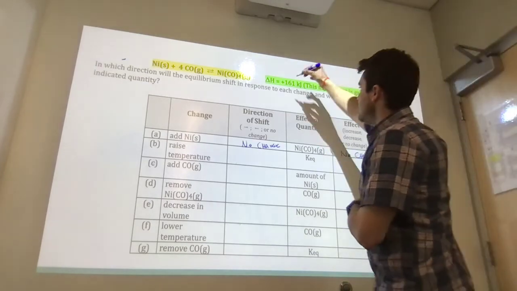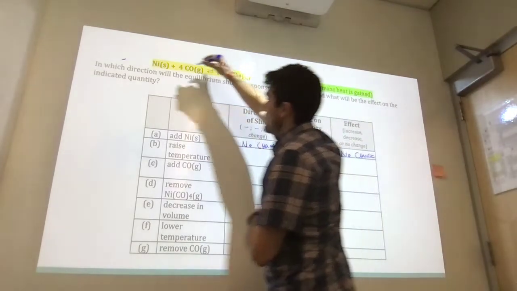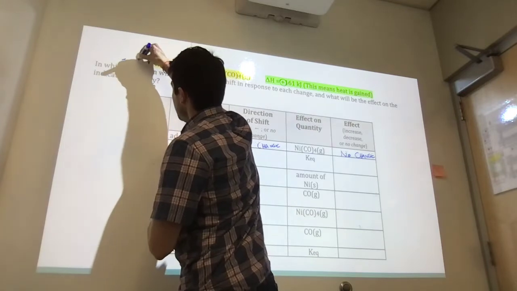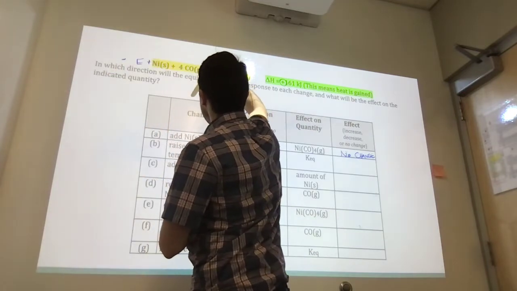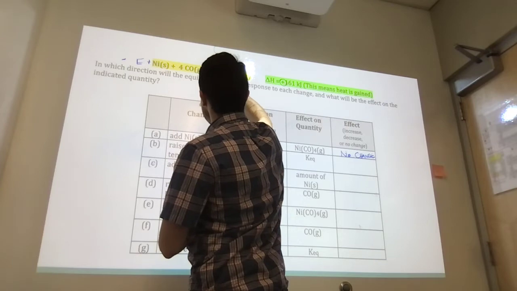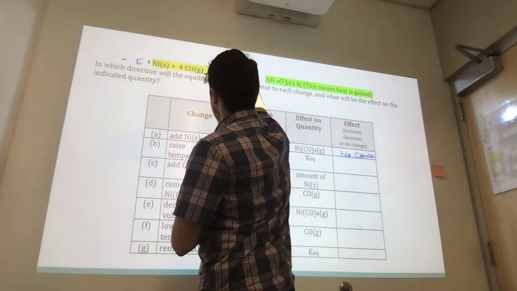I also can look and see that delta H is positive, which means it's an endothermic reaction. So I'm going to put the E here, meaning that this reaction is exo, and that this reaction here is endothermic.